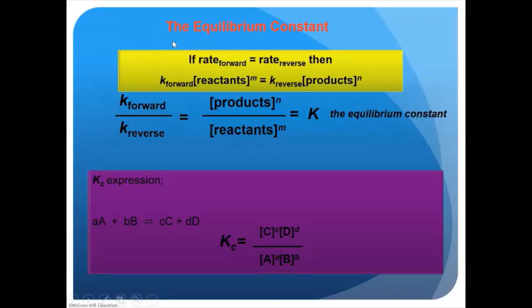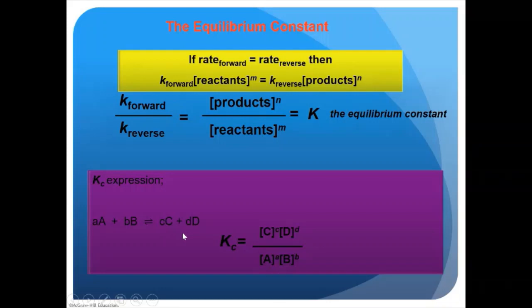Now, let's look at the equilibrium constant, the capital K. We said that when the system has reached equilibrium, the rate of the forward reaction is equal to the rate of the reverse reaction. So we have to be able to write the K expression for the reaction.